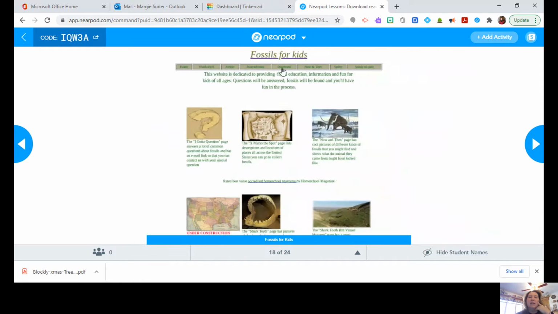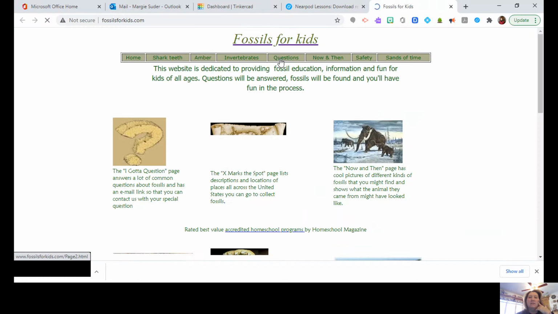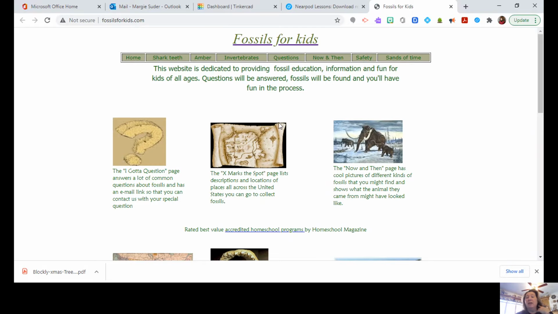So what we're going to do is take a look at the site called Fossils for Kids. This is a great site, and all you have to do is go to fossilsforkids.com. And we're going to look at some fossils, and we're going to look at things in our area.